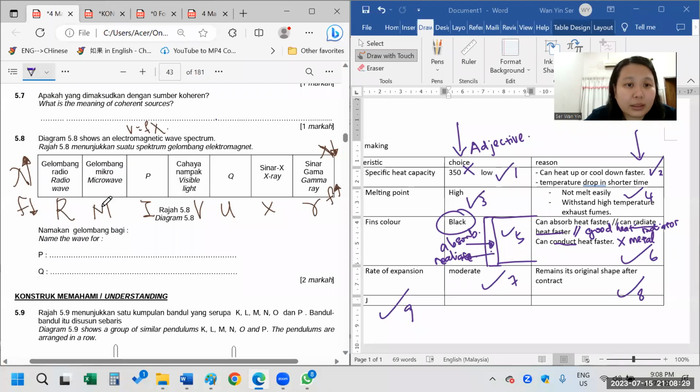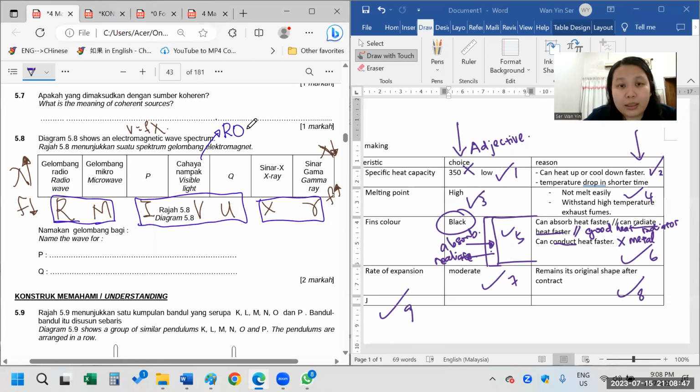So how to remember? Like RM, Ringgit Malaysia, I love you, X gamma. Then for visible light, you must remember the colors of visible light: Roy give birth. Normally Chinese can remember Roy because in primary school we already memorized the colors of the rainbow.